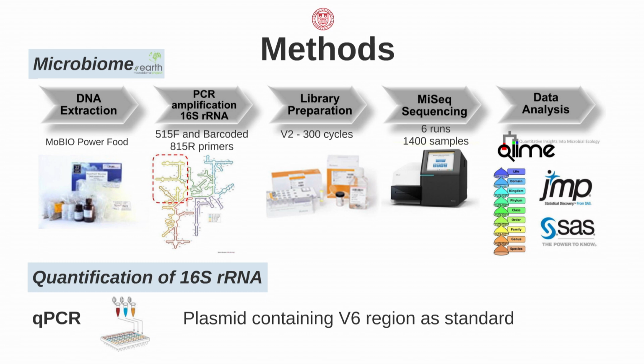Data analysis was performed through the software Quantitative Insights into Microbial Ecology, which gives us classifications all the way to species level, and I'm gonna talk about my results on the family levels. Statistical analyses were performed using JMP and SAS softwares. Quantification of 16S RNA was used as a proxy of a measurement of total bacterial load, and we did that using qPCR, and as a standard, we used a plasmid that contained another region of the same gene.